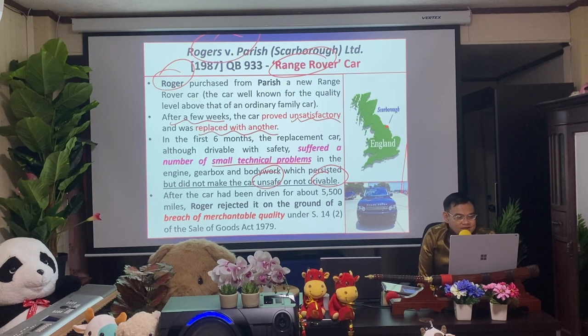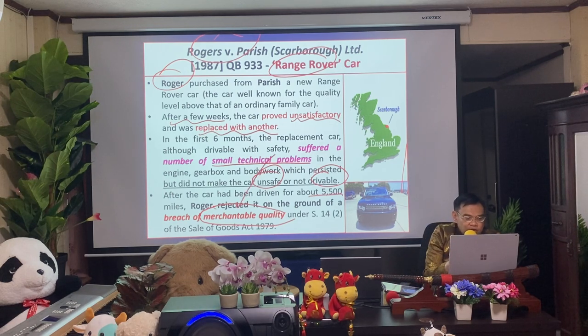But the thing is that, again, when it had been driven for about 5,500 miles, the buyer did not want to keep this car anymore. The buyer just rejected this car on the ground that the seller was in breach of merchantable quality. That means that according to the buyer, this car was not fit for its ordinary purposes. So the court would have to consider the merchantable quality according to the Sale of Goods Act 1979, the then current Sale of Goods Act.